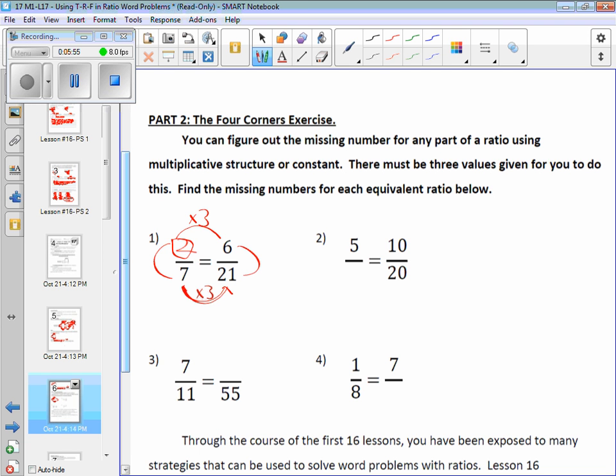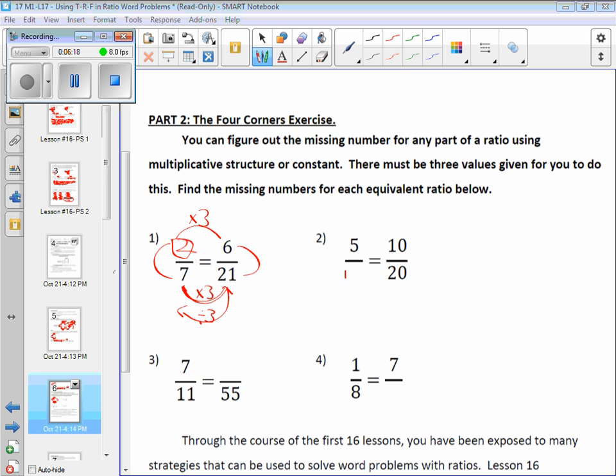I noticed the top, so I made it a little easier. What'd you do? I did 21 and then pointed to the 7, divided by 3, and then I did 6 divided by 3. You could do it that way too, sure. 21 divided by 3, 6 going in the opposite direction, divide by 3. That'll work too.